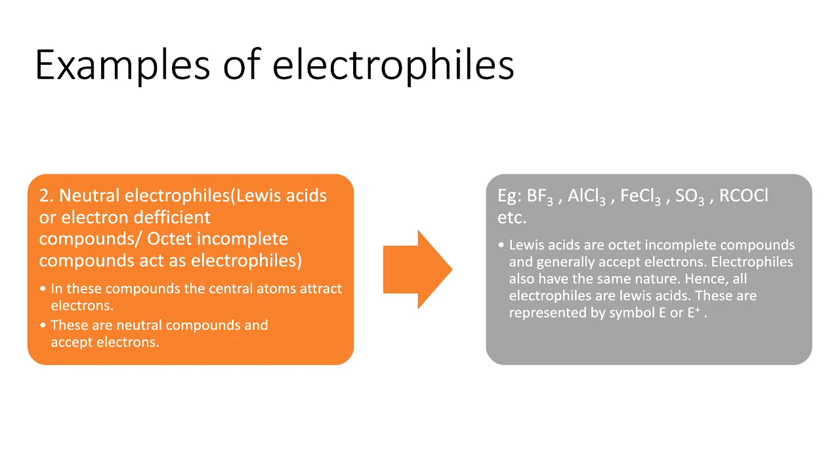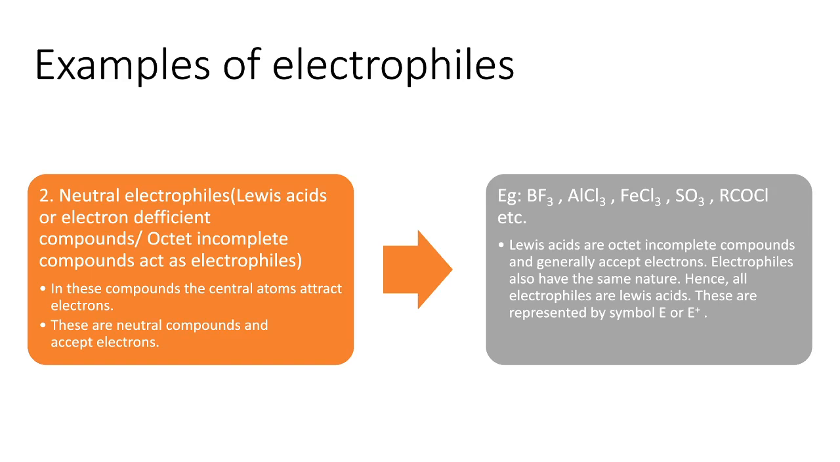Now let us consider AlCl3. It has a similar arrangement of electrons, and AlCl3 also acts as a neutral electrophile. Another example is the SO3 molecule, where sulfur is the central atom. Surrounding sulfur, only 6 electrons are present in the valence shell. Because of that, the SO3 molecule also acts as an electrophile.